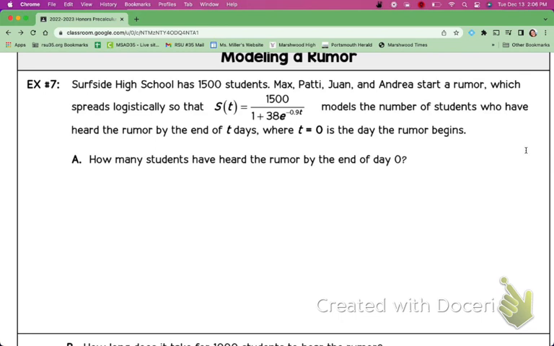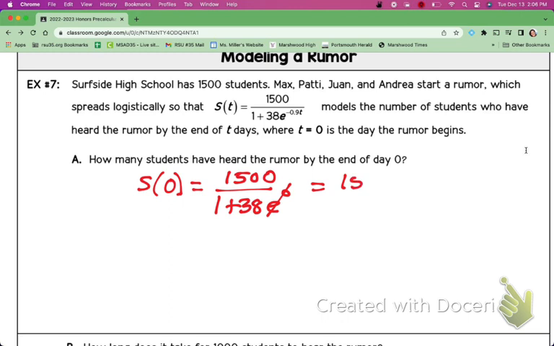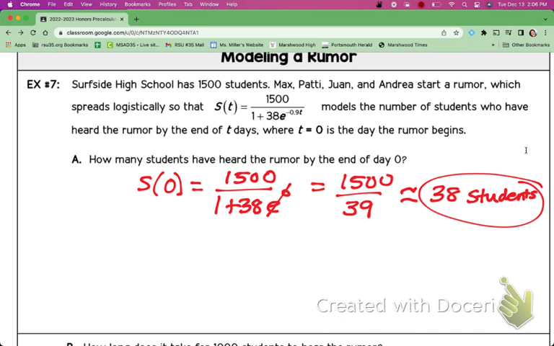To find how many start it, S of 0 would be equal to 1,500 over 1 plus 38e to the 0, which is just 1. So really we're doing 1,500 over 39, which is about 38 students. So that means we start it with 38 students with the rumor. Those 38 students, my goodness.